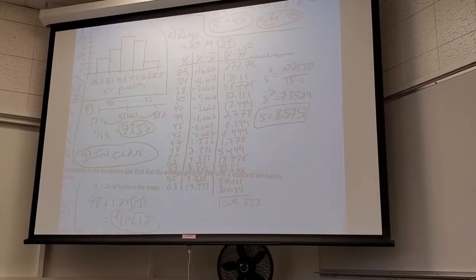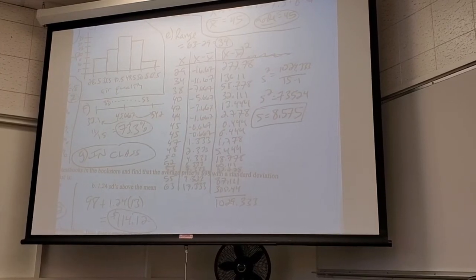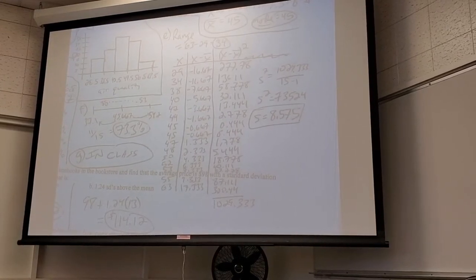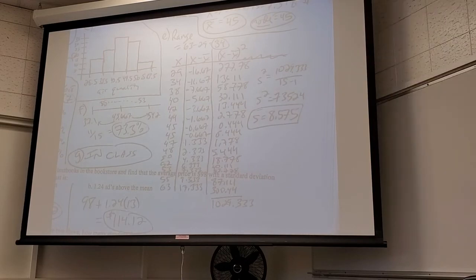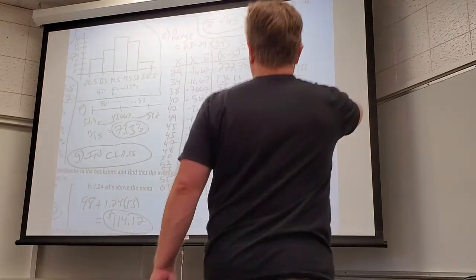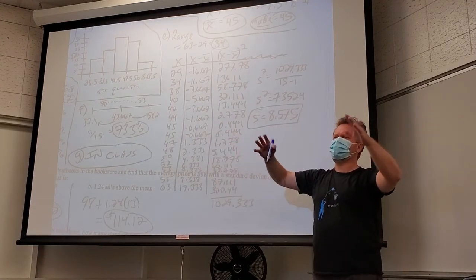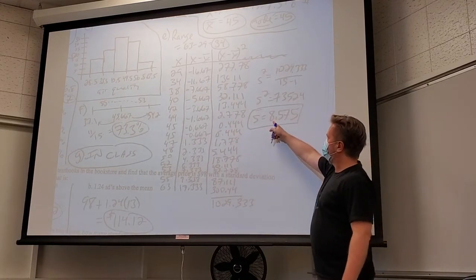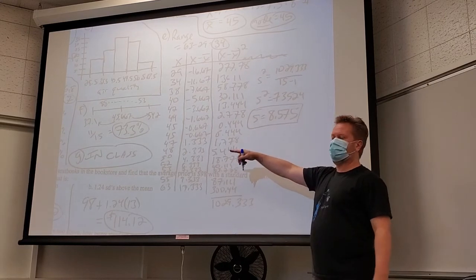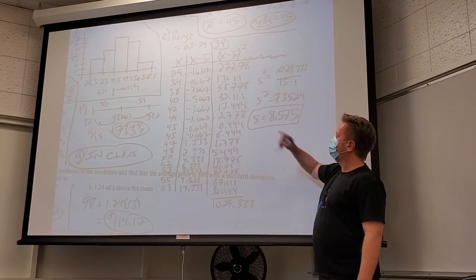That is the average of how far apart the data is spread from the mean. So on average, the data points get about 8.6 away. Not steps away, I say steps. On average, they get about this far from the mean. Wait, so what's the standard deviation? That is the standard deviation.